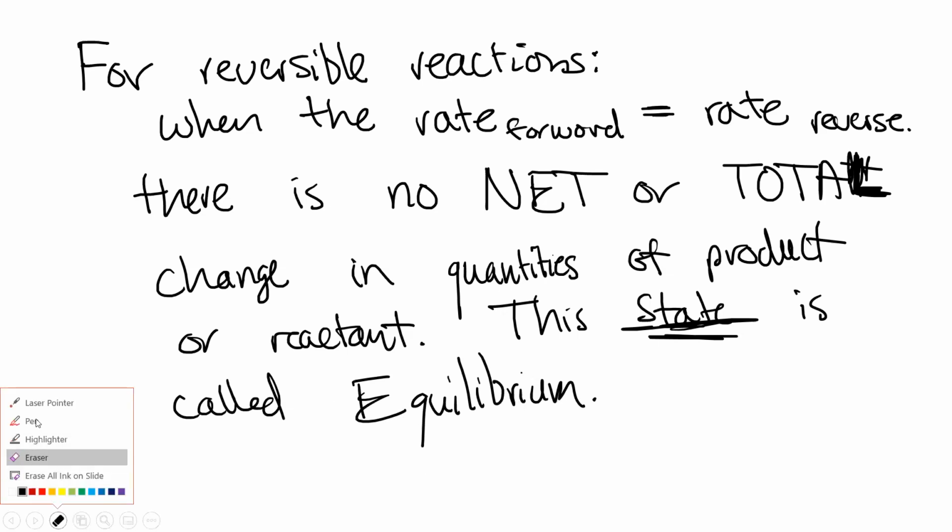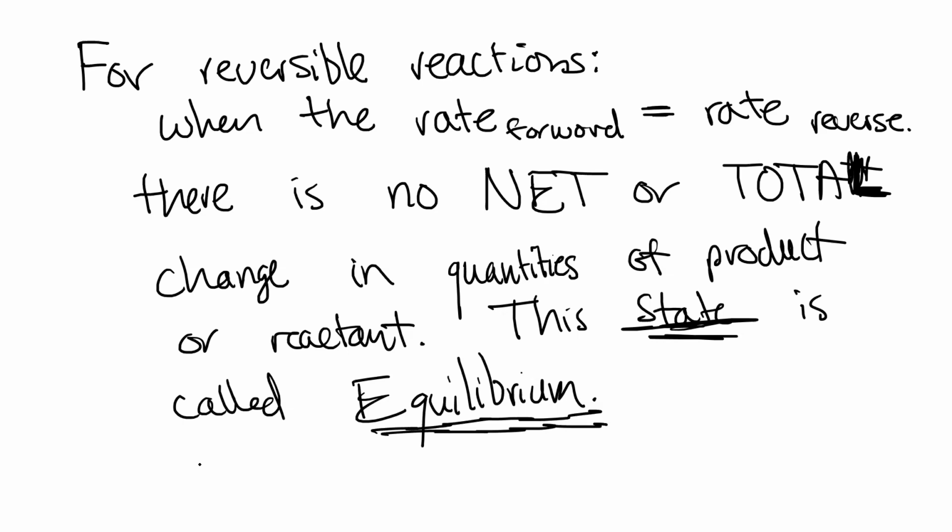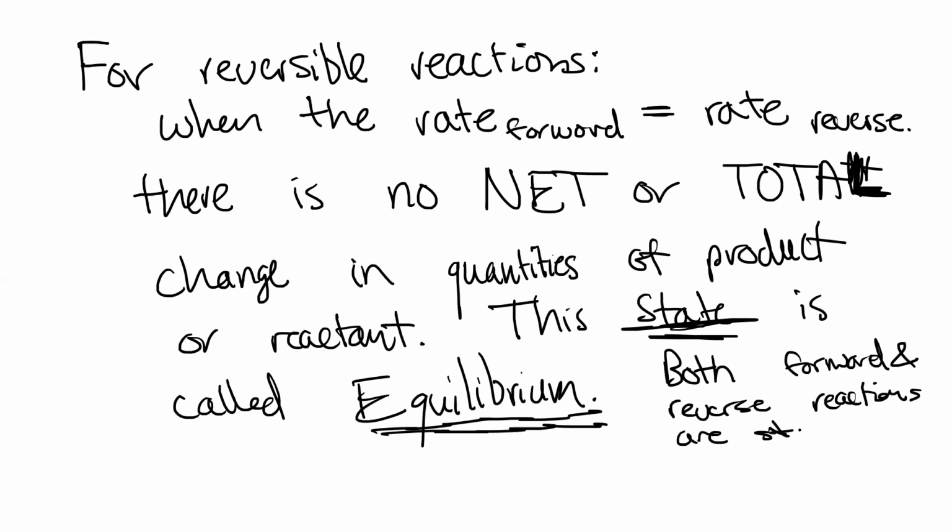Not scribble out over equilibrium. It's called equilibrium. Equilibrium is when there is no change in the quantity of product or reactant, even though the reactions are still both occurring. So both forward and reverse reactions are still occurring, but at equal rates. This is also called a dynamic equilibrium. It's dynamic because things are still moving, but it's an equilibrium because there's no change in the quantities of product. There's no change in the quantities of reactant.